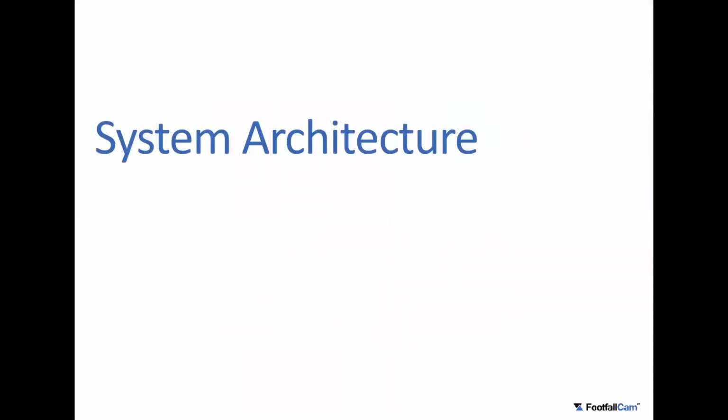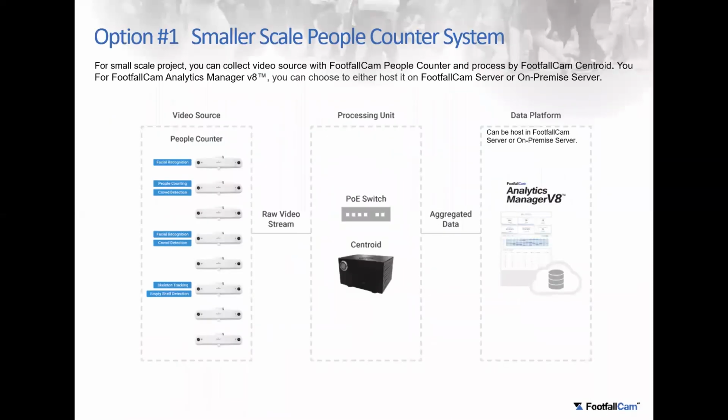So now I'll talk about the ways in which Centroid can be installed. The first method is for small-scale projects using our people counter system, which allows clients to get more out of their people counters in terms of analytics. So each Centroid can support up to 8 cameras. In this case, it's using 8 of our people counters. And you can see to the left which metrics they're looking to obtain. So now they're capable of obtaining skeleton tracking, empty shelf detection, and all of the data is uploaded to our analytics platform, straight from Centroid.